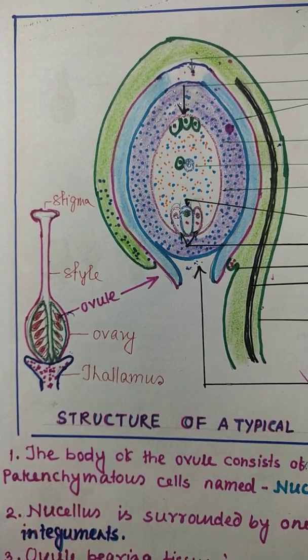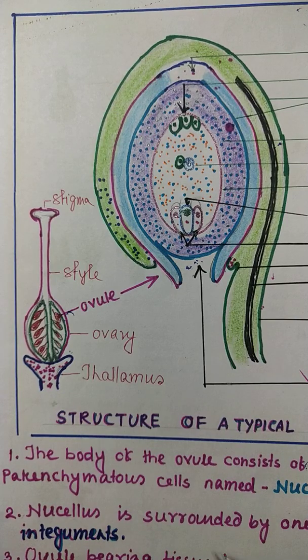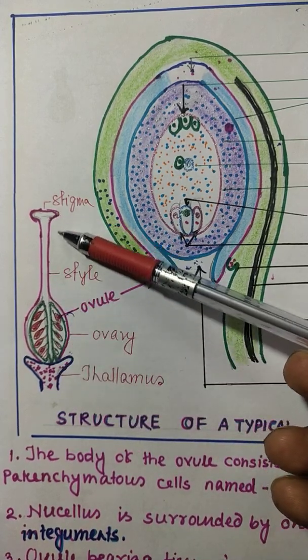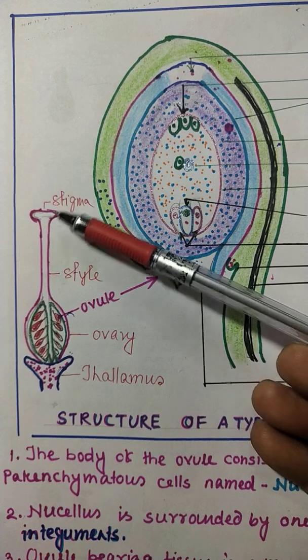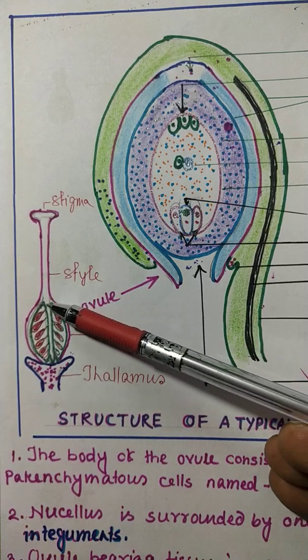We know the gynoecium represents the female component of a flower. The unit of the gynoecium is called the pistil or carpel. As you know, a pistil consists of three parts: stigma, style, and ovary. You see, this is the structure of a typical pistil. This portion is called the stigma. A long style is here, and this is the ovary.